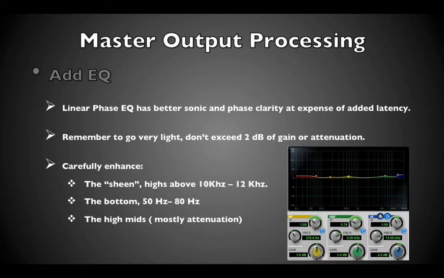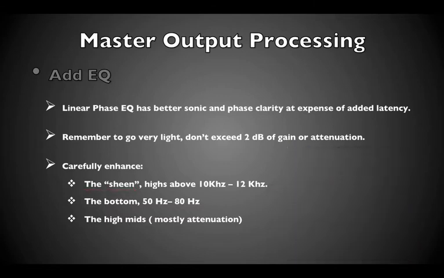Carefully enhance the sheen, which is the really bright, breathy sound of the mix, and that translates very well on all kinds of systems. That's usually the highs above 10K, 12K. Very lightly shelf that. Add a little bit more bottom, unless you already have too much bottom, then maybe you shouldn't.